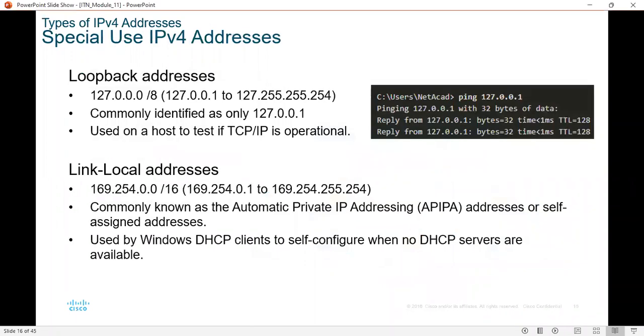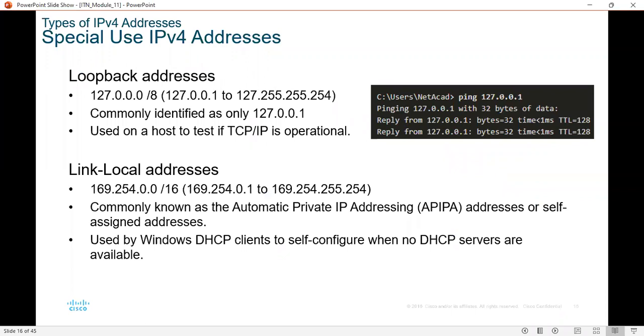Now, aside from public and private, there are some specific IP addresses that are used for specific things. In short, they are set aside for those functions.